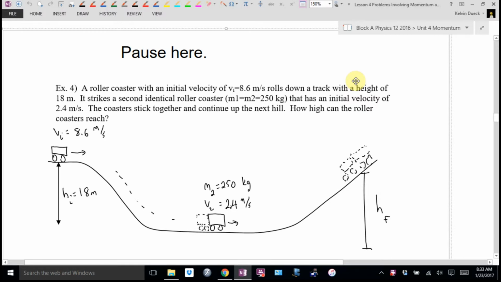Here we go. Is there a roller coaster in this particular example, example 4? Then probably I like example 4.